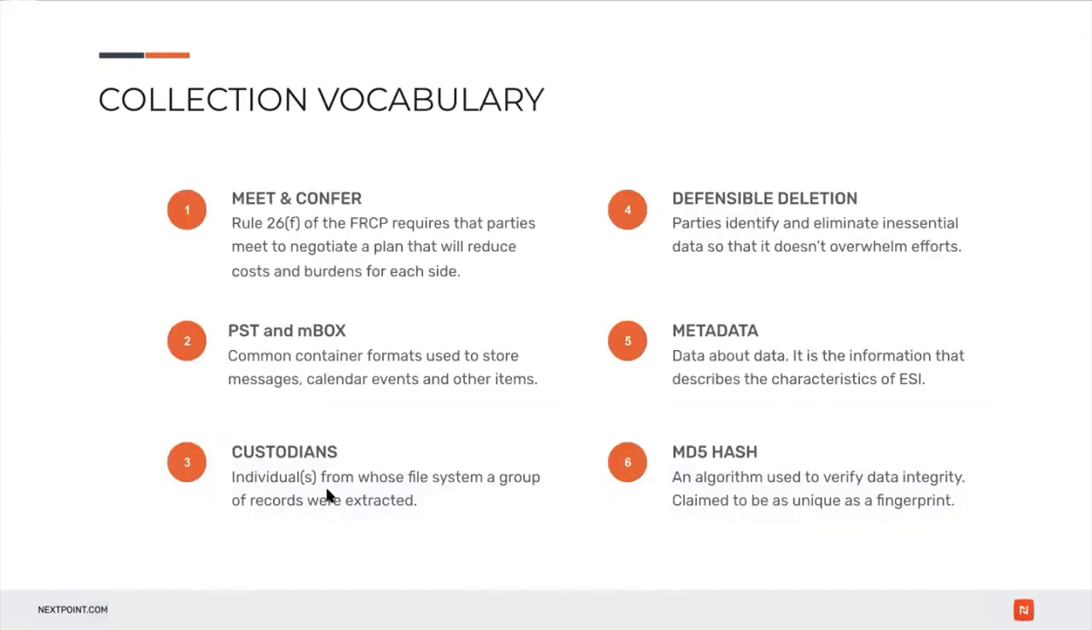So let's go ahead and take a deeper dive into some of the vocabulary that we're going to be using, that you'll most likely need to know when using NextPoint or just Ediscovery as a whole. Starting with meet and confer. This is where the ESI protocol would come into place. Under the federal rules of civil procedure, the parties are required to meet to negotiate a plan that will reduce costs and burdens for each side. Essentially, it's just a meeting ahead to make things as efficient and effective as possible. I think we all have an idea of meet and confer.